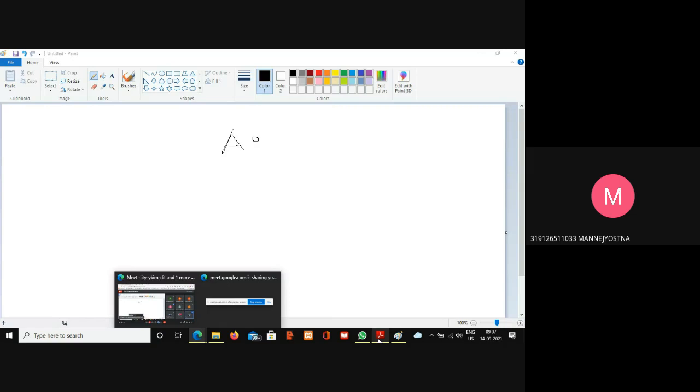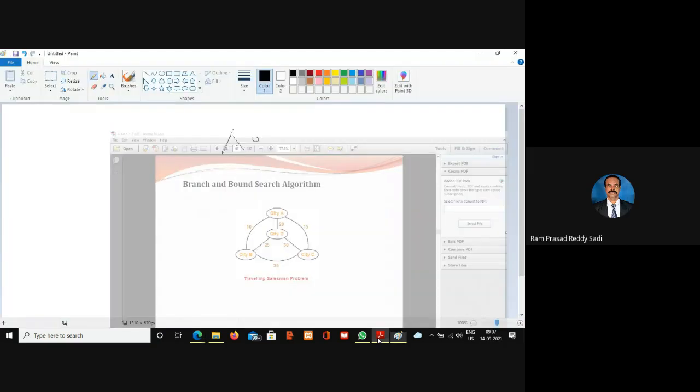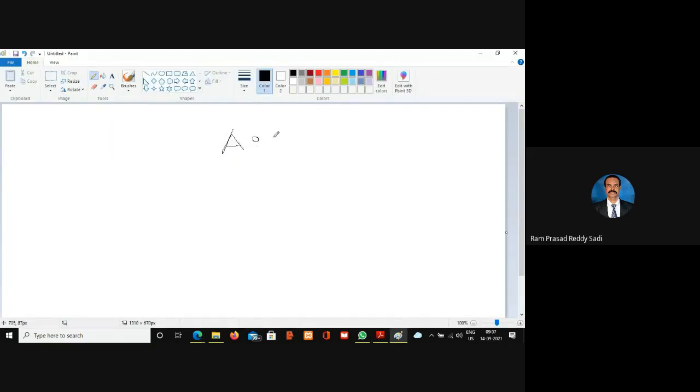So I'm considering A as the initial state and the G value is 0 because that's the starting state. And from city A, what are the possible cities that you can visit? You can visit city B, you can visit city C, or you can visit city D. Which city is to be visited depends on this heuristic value.